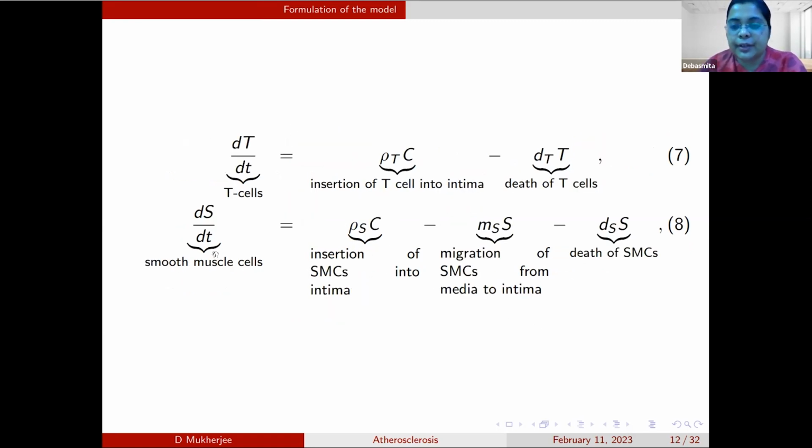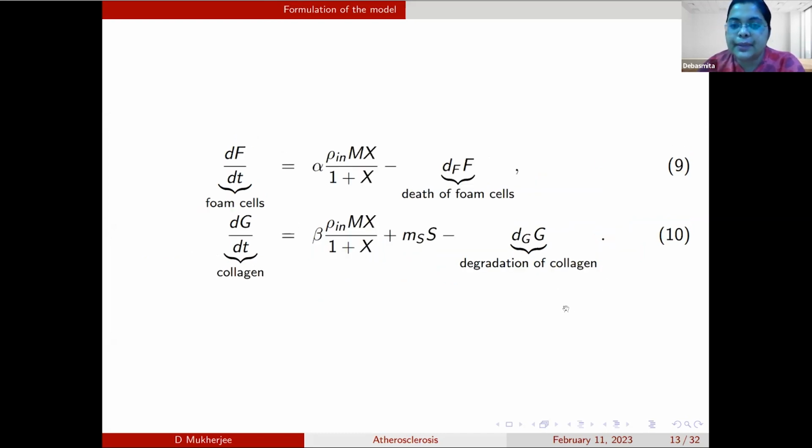Now I have equations for T cells and smooth muscle cells. So for T cells, it is proportional to chemoattractant concentration. And then we have death of T cells. For smooth muscle cells, it is also proportional to chemoattractant. And this term is the migration of smooth muscle cells from media to intima. And then here also we have a death term for smooth muscle cells.